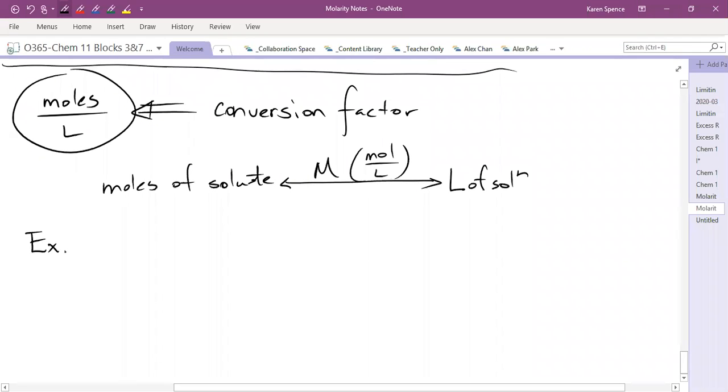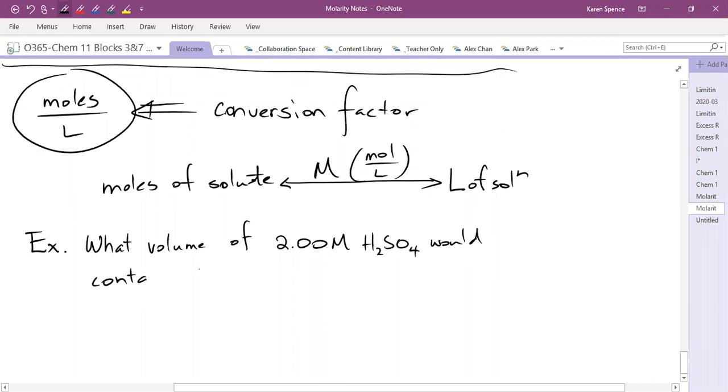So, for example, what volume of 2.00 capital M, so that means molar, what volume of 2.00 molar H2SO4 sulfuric acid would contain 1.60 moles of H2SO4?